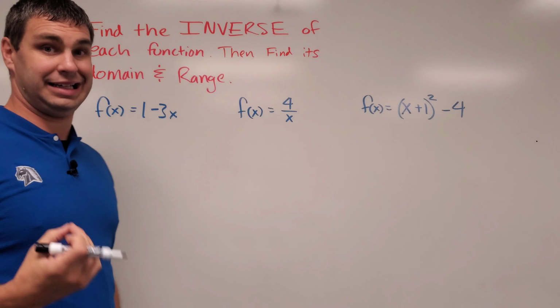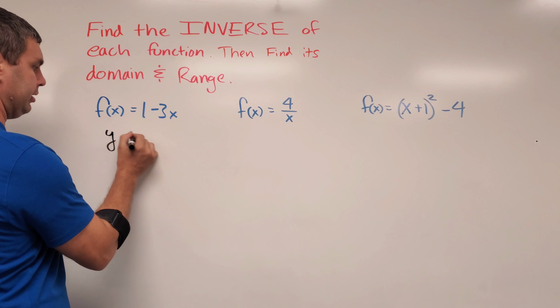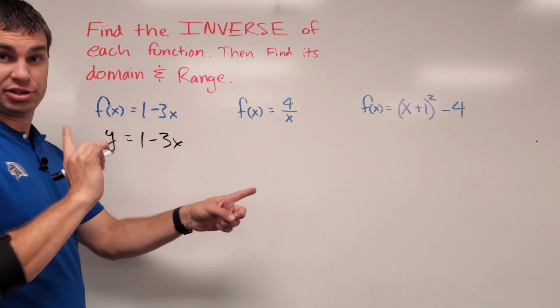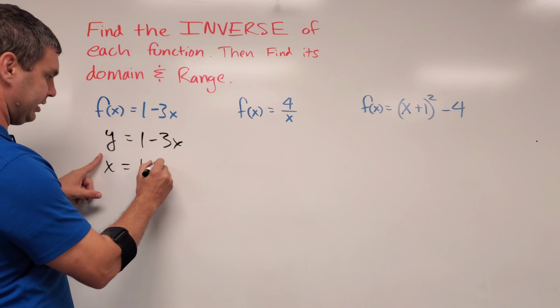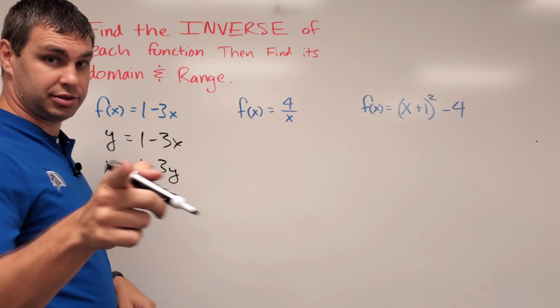The first one, though, it says f of x equals 1 minus 3x. And if you remember, when we're finding the inverse of something, we first need to switch our f of x to become y. We're going to say y equals 1 minus 3x, and then we have to switch our x and our y. So instead of y, I'm going to say x. And instead of this x over here, I'm going to say y. Then all we have to do is solve for y, so I'll do it real quick for you.